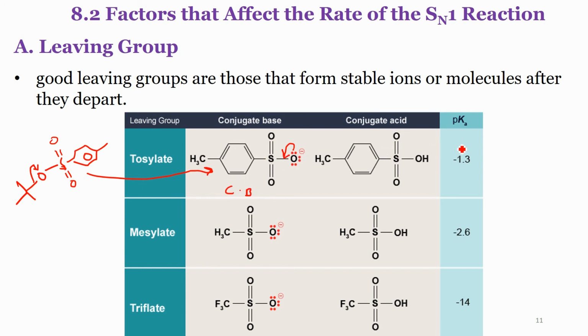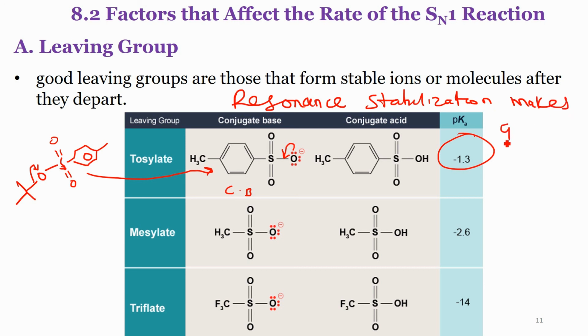Weak bases make strong acids. The pKa is negative 1.3. The lower the pKa, the stronger the acid. So just know there is resonance stabilization. Like I mentioned in the previous slide, resonance stabilization makes good leaving groups. That's a key point here. Resonance stabilization helps leaving groups to leave, because after they leave, they will be stabilized by resonance. The electrons are pushed around the structure. Okay, all these guys are resonance stabilized, so they are good leaving groups.